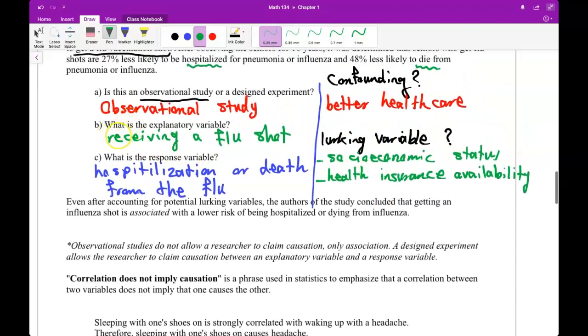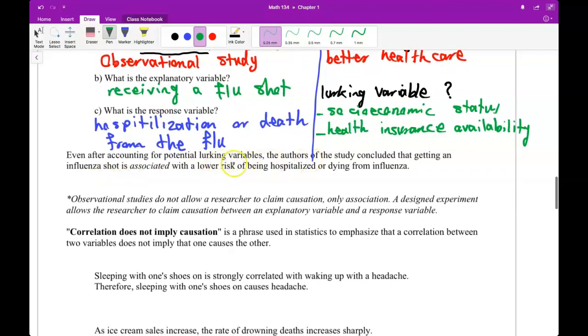So this was given that receiving a flu shot was the explanatory variable, and we got other variables here, and we call them lurking variables, and we said that these also may affect our response variable, which is the outcome in part C. But even after having lurking variables, they concluded that getting an influenza shot is associated with a lower risk of being hospitalized or dying from influenza. So if they get a flu shot, they will not get hospitalized or die from the flu.